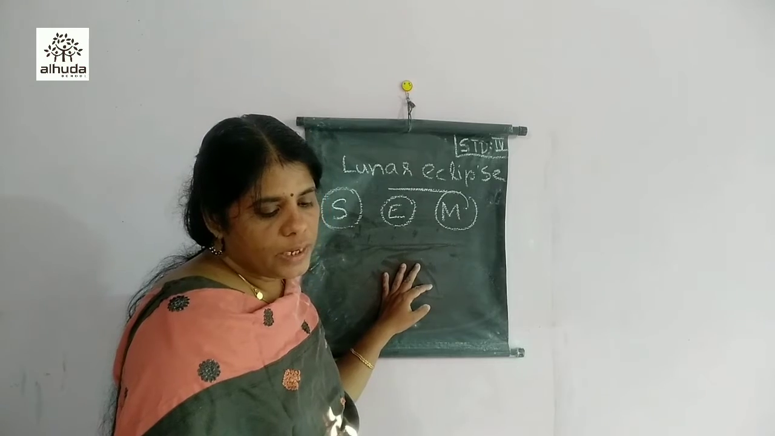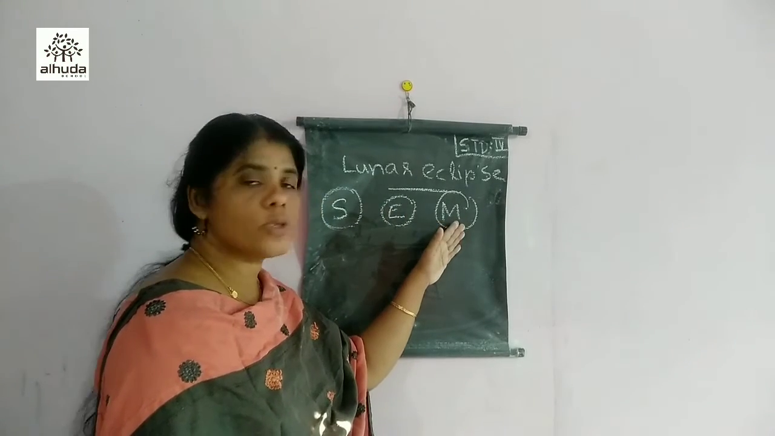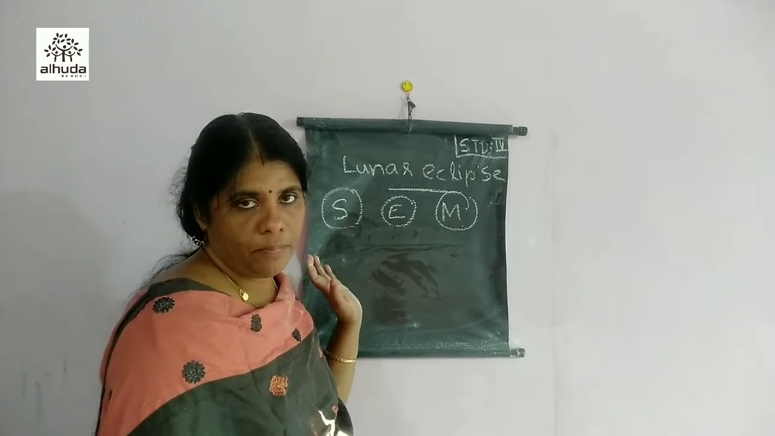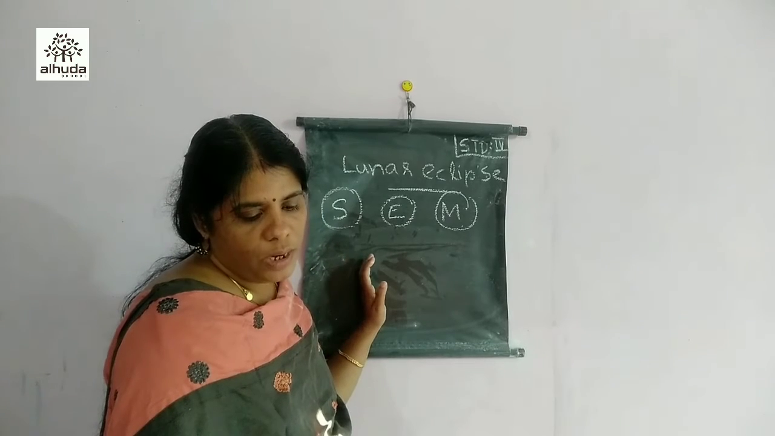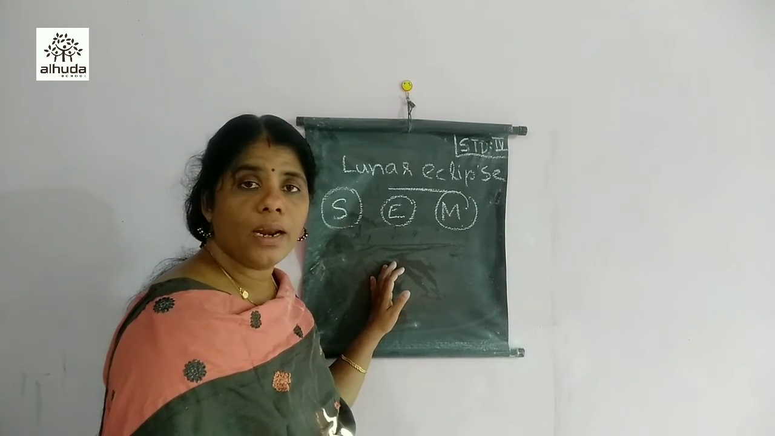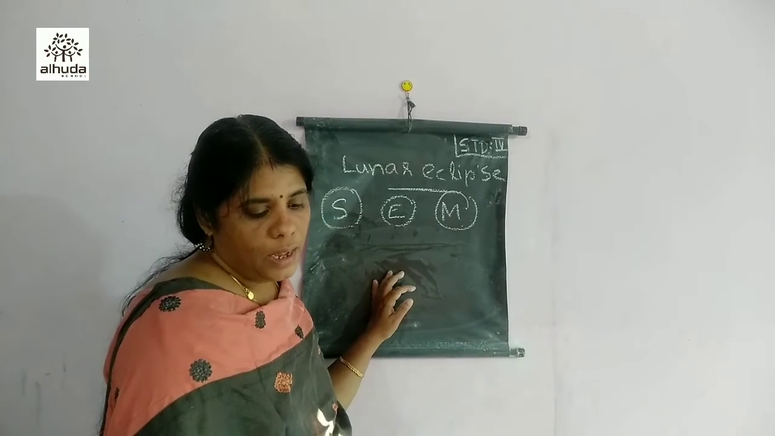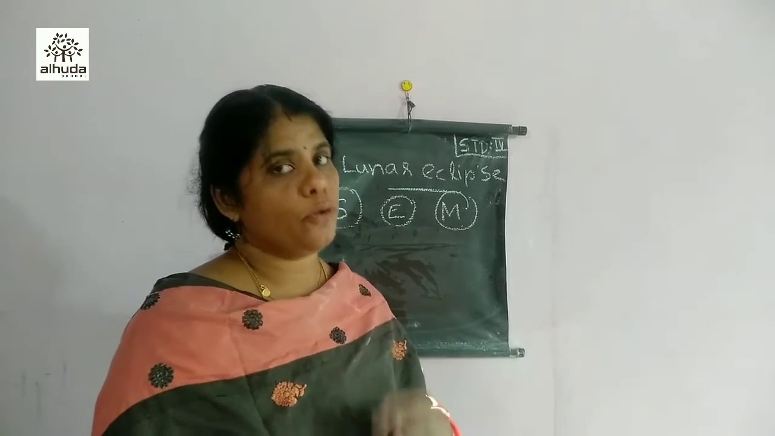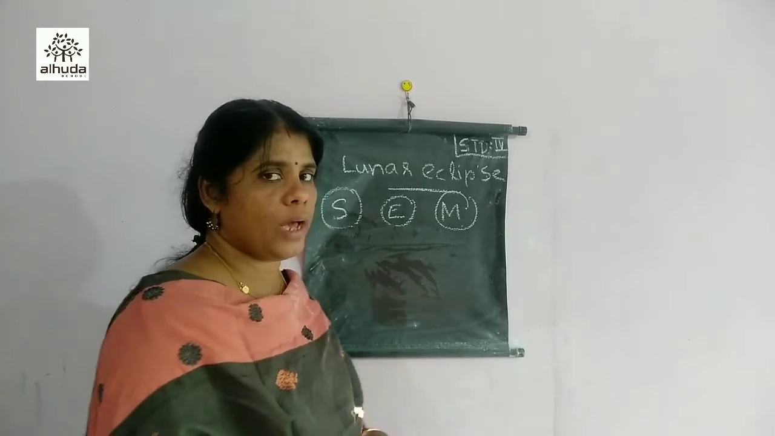The shadow of Earth falls over the moon, so that we can't see the moon for a shorter time. The shadow of the Earth falls over the moon, and this is called a lunar eclipse. Lunar eclipse occurs on a full moon day, but not every full moon day. So how does it happen in lunar eclipse?